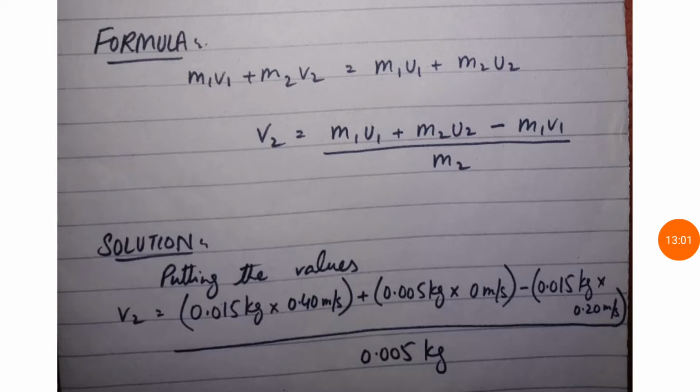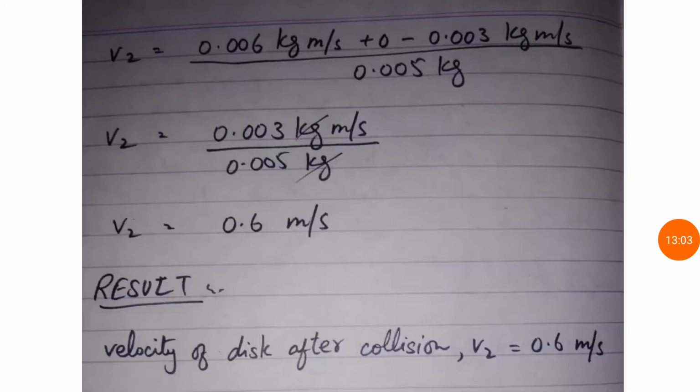Dividing by 0.005 kg, we get 0.003 divided by 0.005. So kilogram cancels with kilogram and we get 0.6 meter per second. So the velocity of the disc after collision, v2, equals 0.6 meter per second.